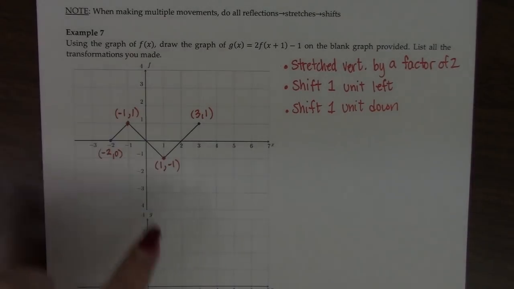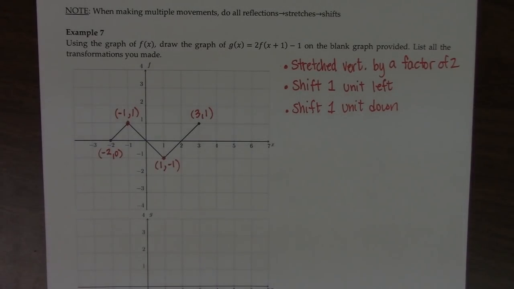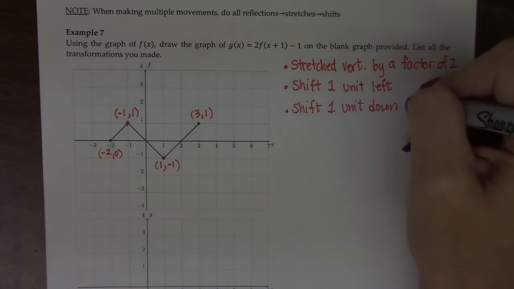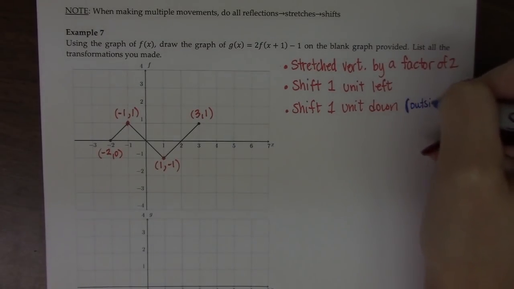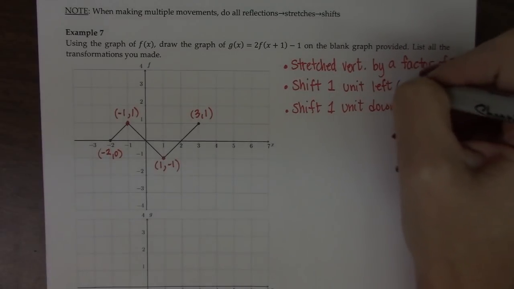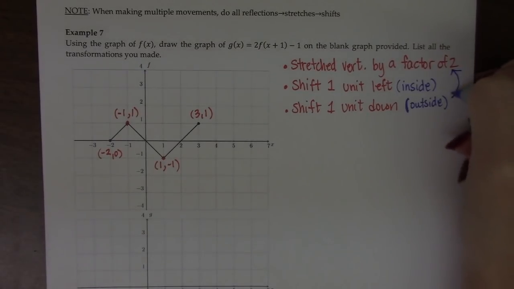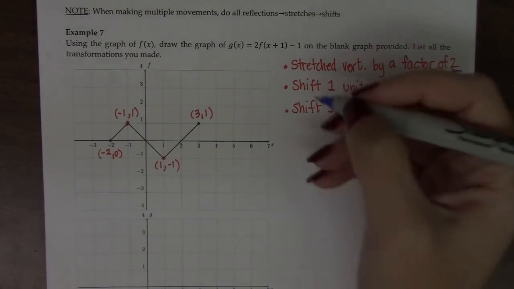So we could try to intuitively make these moves on these points, but there actually is a way to algebraically do it to make sure we end up at exactly where we need to go. So what we want to do is look at the moves on the inside separately from the moves happening on the outside of the function. So this is, right, outside. This is on the inside of the function. And this is also on the outside of the function.